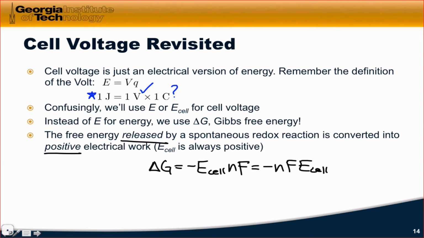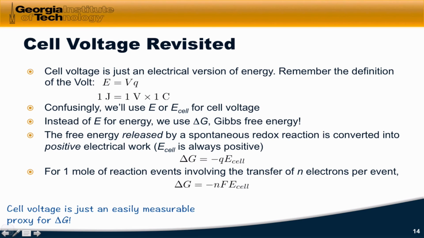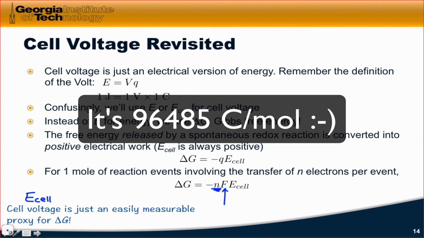The free energy change of the redox reaction is equal to negative the number of electrons transferred times Faraday's constant, that's coulombs per mole of electrons, times Ecell in volts. What this means is that the cell voltage Ecell is really just an easily measurable proxy for delta G. It's simple enough to convert Ecell into a delta G value just by examining the redox equation and finding N, and then looking up F, or just knowing the value of F and plugging it in right there.